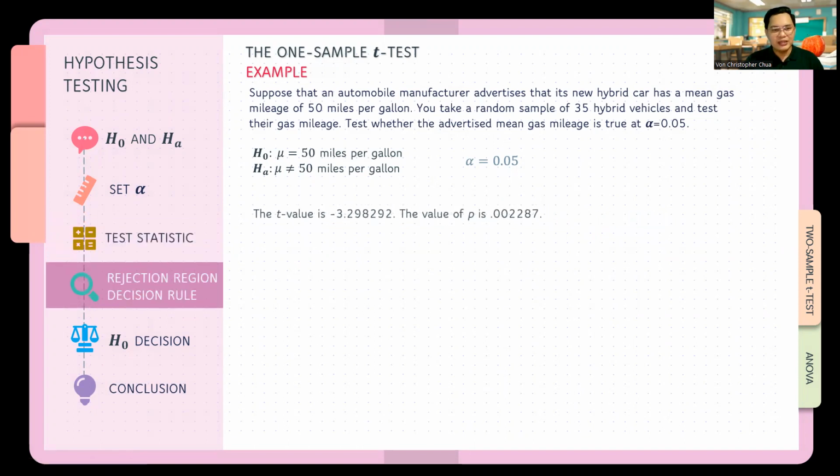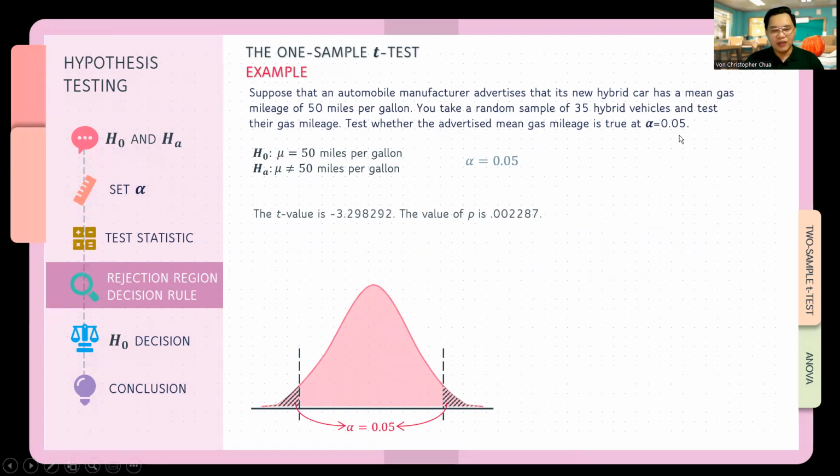Okay, so let's proceed with step number 4, where we determine the decision rule. At alpha equal to 0.05 with a two-tailed test, we remember that visually what we mean by alpha at 0.05 is that the two different tails of the normal distribution would share 5%, an area of 5% in the area bounded by the normal curve. All right, so the decision rule is that we will reject the null hypothesis if the p-value is less than 0.05.